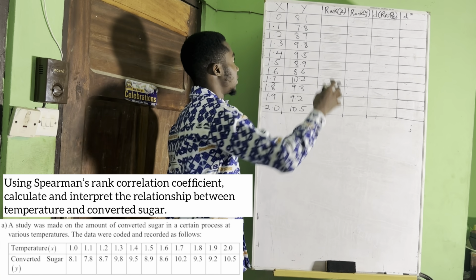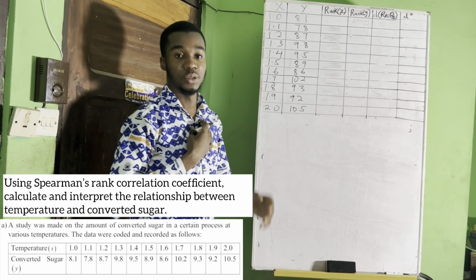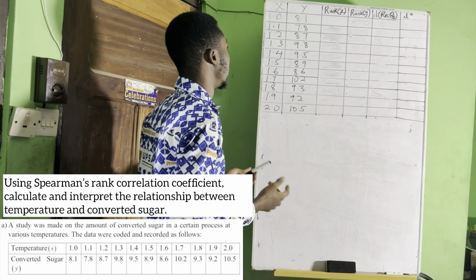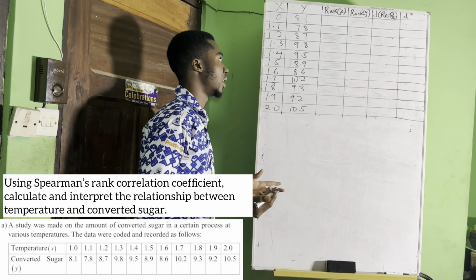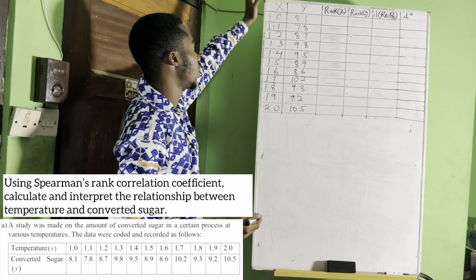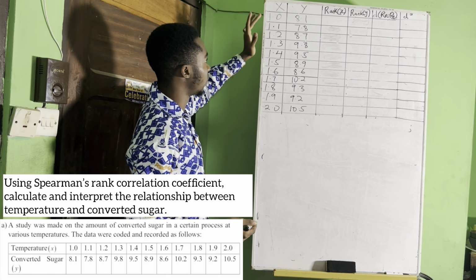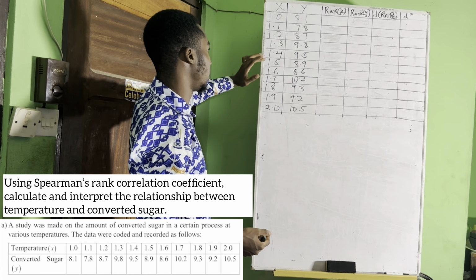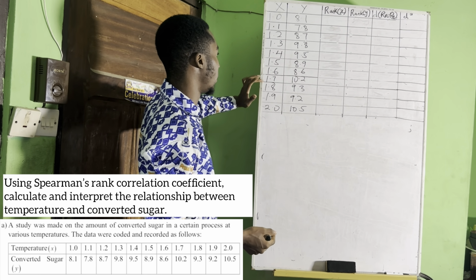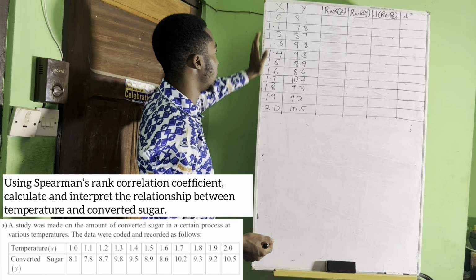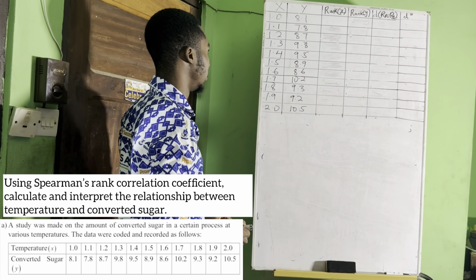All right, so now let's start with rank of x. As I said, I'm going to be doing it in ascending order, you get it? You can also do it in descending order if you feel like that one will be easier. So we start with the x values. Which one is the smallest? So 1.0, 1.1, 1.2, 1.3, 1.4, 1.5, 1.6, 1.7, 1.8, 1.9, 2.0. You realize that they've already put it in ascending order for you.